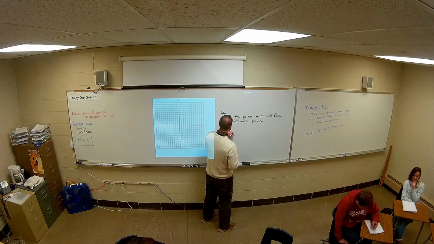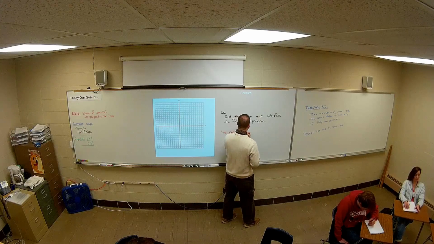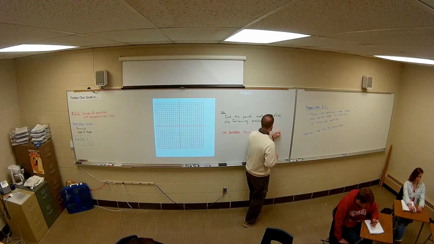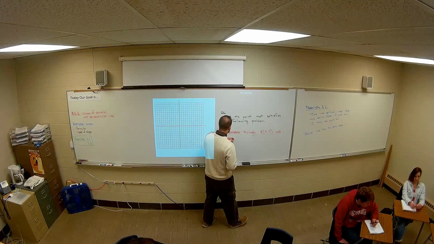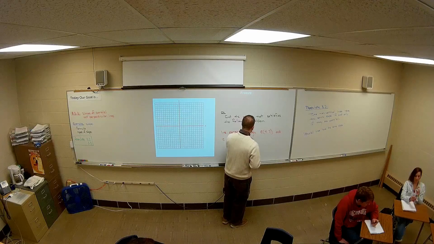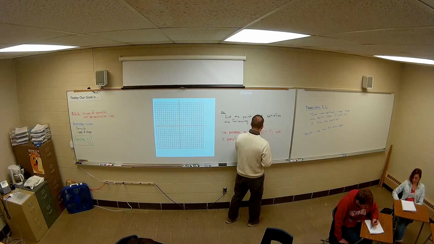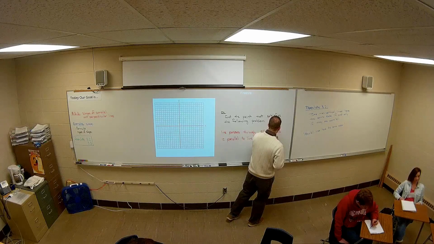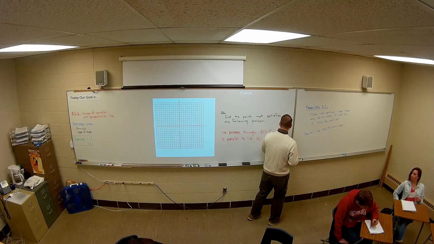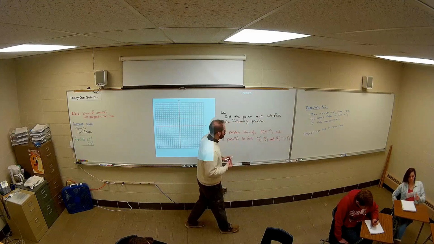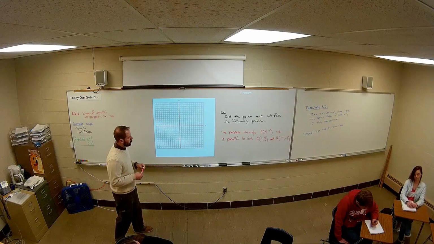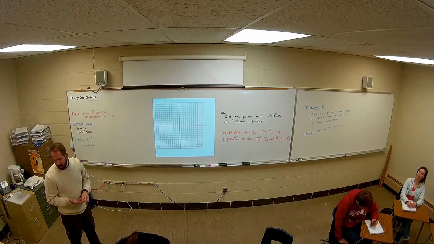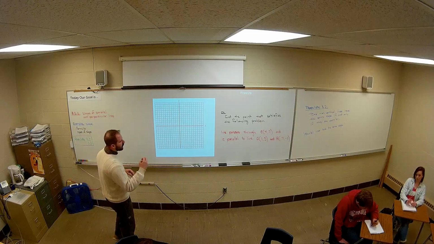A line passes through E (4, 7) and is parallel to line GH, where G is (1, 5) and H is (7, -1). Okay, so how this one works, they want you to find a point that will make this thing work. So a line is passing through E (4, 7), right?